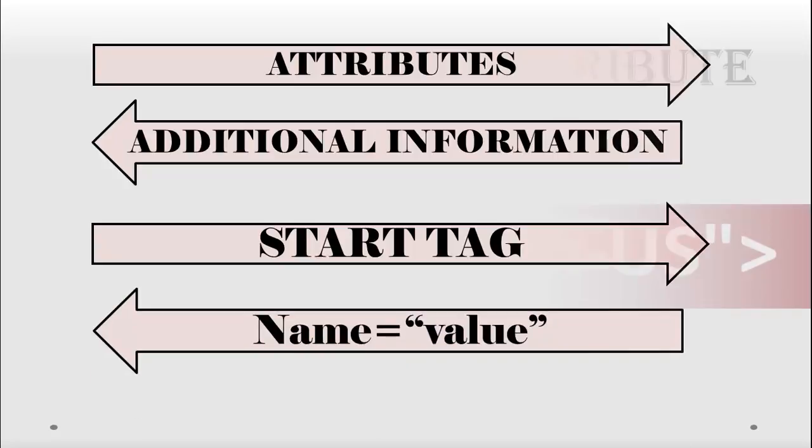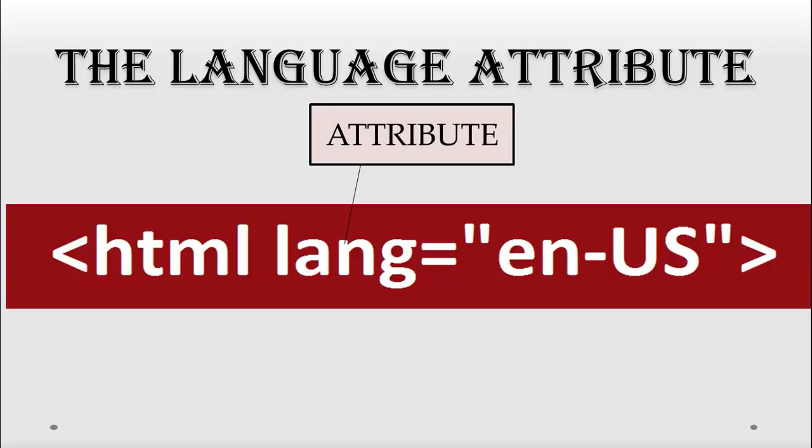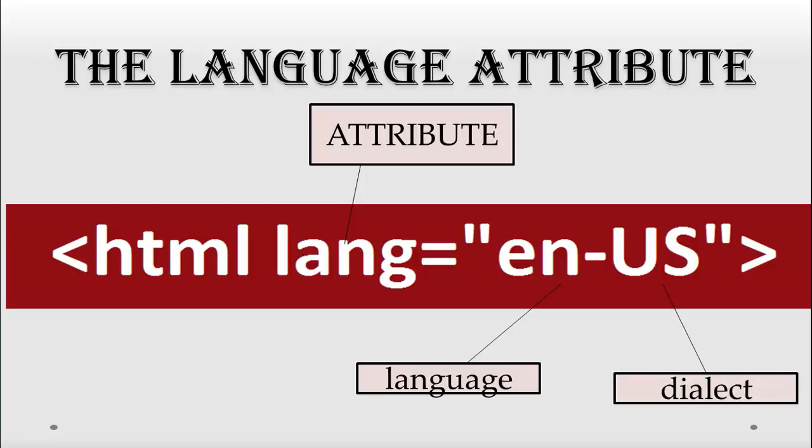Now the very first attribute is the language attribute. The language of the document can be declared in the HTML tag. The language is declared with the lang attribute. Declaring a language is important for accessibility applications and search engines. The first 2 letters specify the language, and if there is a dialect, use 2 more letters, like US.